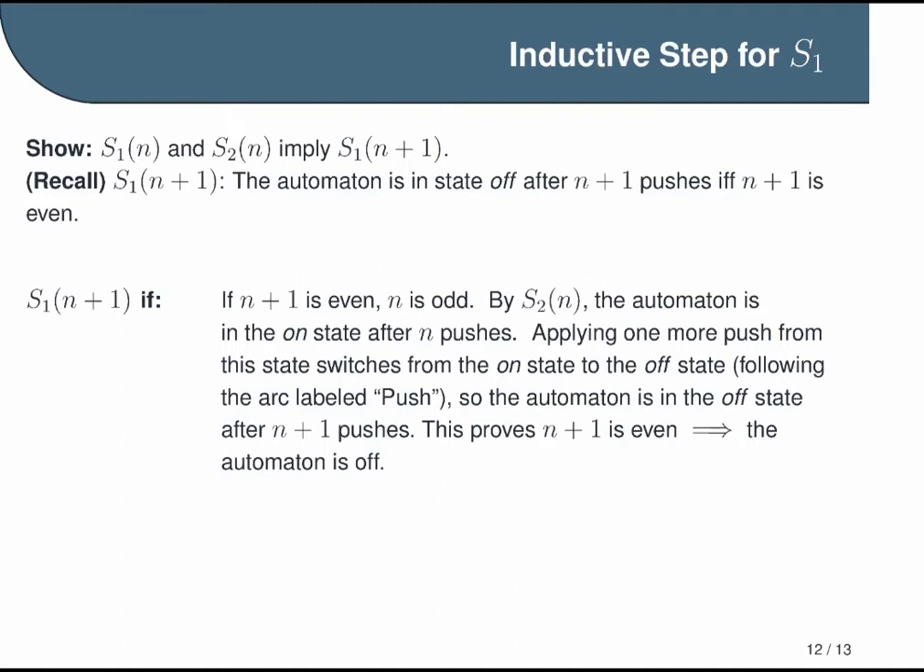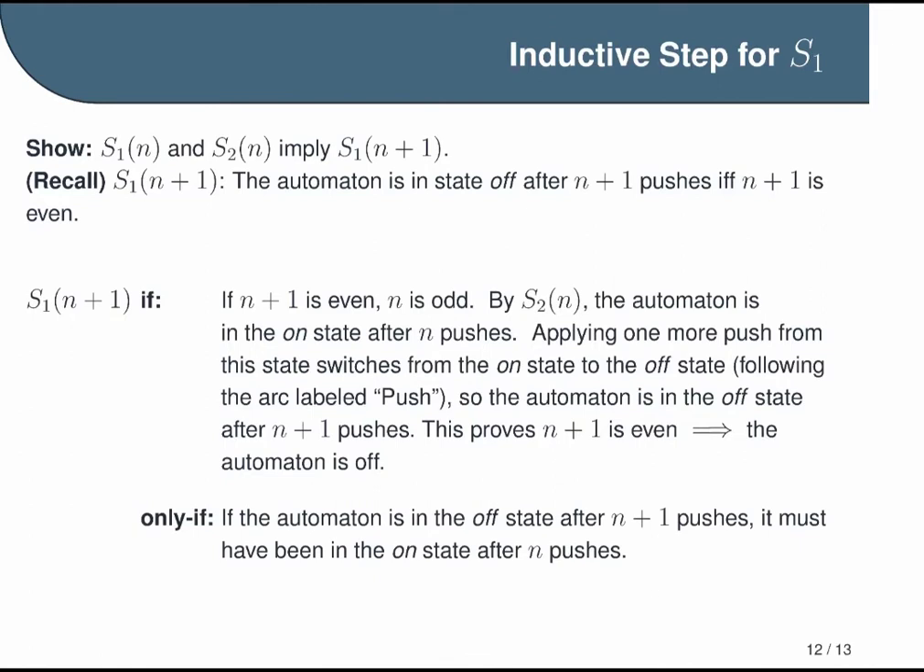We need to say if we're in the off state, then n plus 1 must be even. So we begin by assuming we're in the off state. And we say, if the automaton is in the off state after n plus 1 pushes, we can conclude that it must have been in the on state after n pushes. Again, here we're just referring to the diagram.